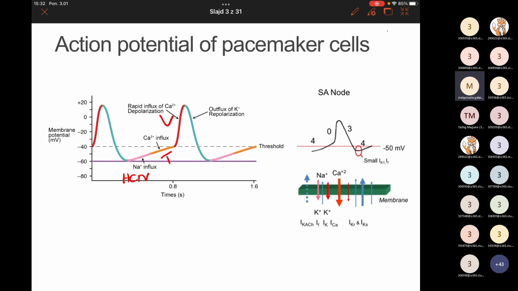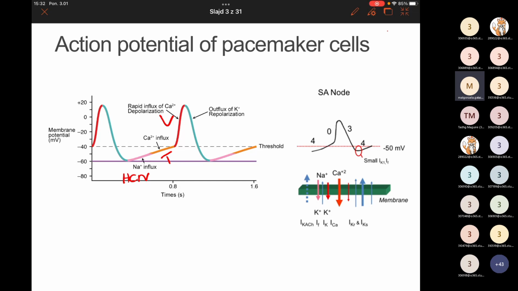Thanks to the activation of T-type calcium channels and L-type calcium channels, the threshold is reached and the action potential is generated. HCN channels and T-type calcium channels close basically soon after reaching the threshold. So the depolarization after the threshold is reached is due to calcium influx through the L-type calcium channels.